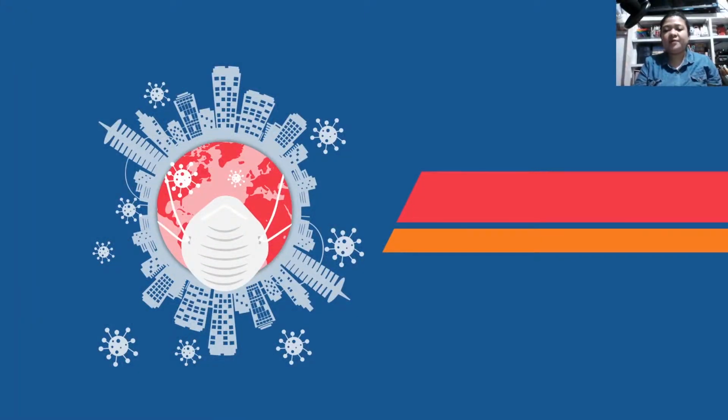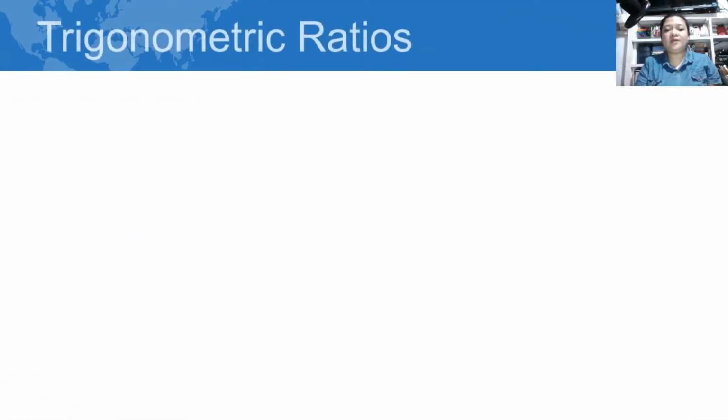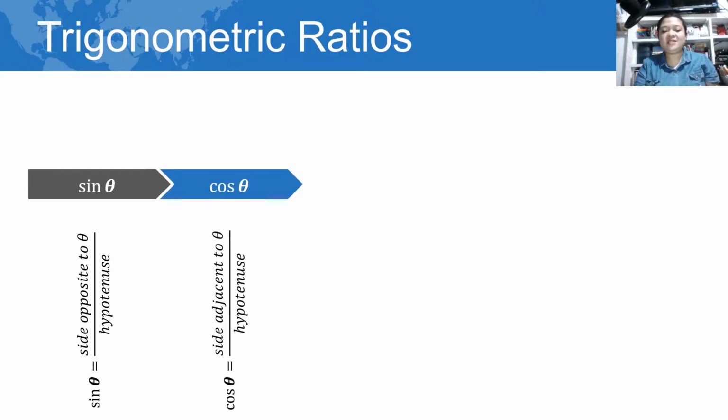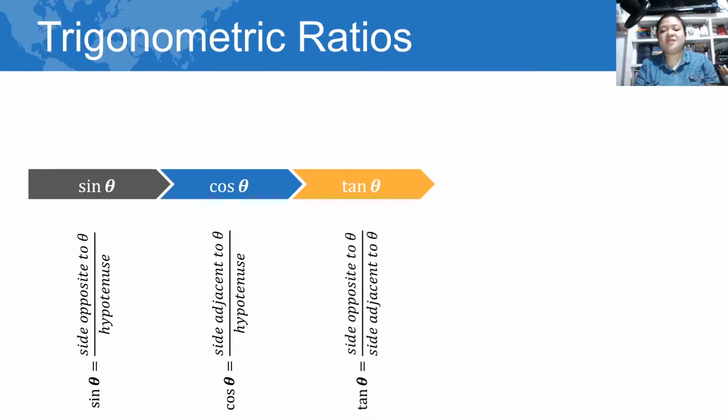I-review natin ang mga formula na maaari nating magamit para sa lesson video na ito. Okay, una, ang trigonometric ratios. Sin theta. Sin is side opposite to theta over hypotenuse. Cosine theta is side adjacent to theta over hypotenuse. Tangent theta is side opposite to theta over side adjacent to theta.